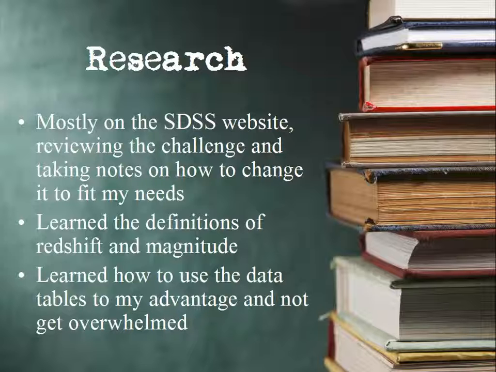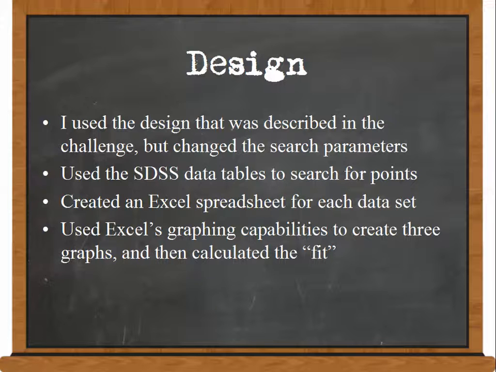I also read the article that came before the challenge to make sure that I knew all the terminology and what I had to do to finish the experiment. In reading, I learned the definitions of such technicalities as redshift and magnitude, which are respectively distance and brightness. I also learned how to use the Sloan Digital Sky Survey data tables to my advantage and not get overwhelmed by the sheer amount of data tables that were available to me.